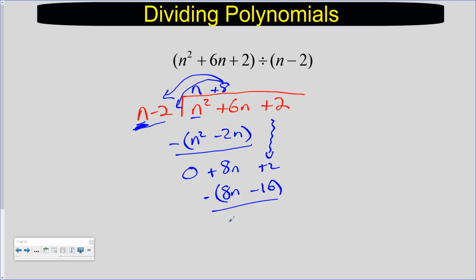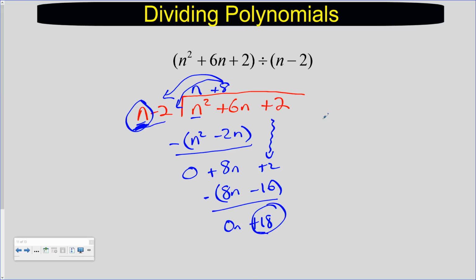8n minus 8n, 0, n. 2 minus negative 16, that's 2 plus 16, so positive 18. Now, is there anything that I can multiply n by to get 18? No, I can't multiply a variable by something and get 18. So that's going to be our remainder.